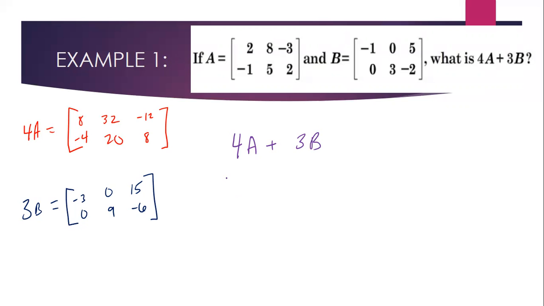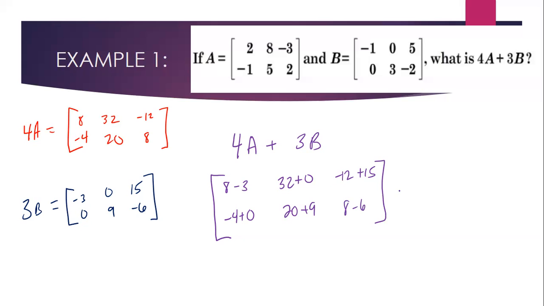So now we're going to find 4A plus 3B. Remember, when you're adding, it's element by element. So corresponding elements. So 8 corresponds with -3, right? So it's 8 minus 3 in that one. I'm going to write them all out. So -4 plus 0. 32 plus 0. 20 plus 9. -12 plus 15. And then we have 8 plus -6, so 8 minus 6. And our resulting matrix would be 5, -4, 32, 29, 3, 2.